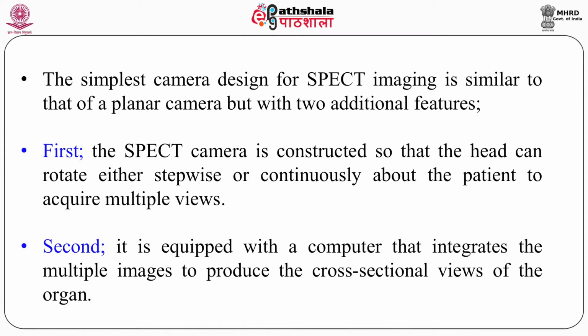The simplest camera design for SPECT imaging is similar to that of a planar camera, but with two additional features. Initially we came with a rectilinear scanner, then the gamma camera, and a gamma camera with motion is called SPECT. First, the SPECT camera is constructed so that the head can rotate either stepwise or continuously about the patient to acquire multiple views. Our main objective is not to get a 2D image; our objective is to get a 3D image of the organ, which is 3D in shape. Second, it is equipped with a computer that integrates the multiple images to produce a cross-sectional view of the organ.